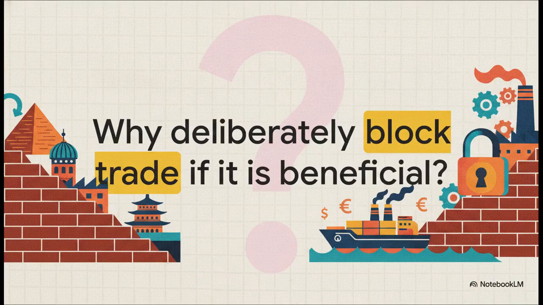But if free trade is such a win-win scenario mathematically, things in the real world must be a lot more complicated, right? I want you to really think about this next question. If comparative advantage means cheaper goods and higher production for absolutely everyone, why does almost every country on Earth deliberately block trade with protectionist laws? Why put up walls in the first place?